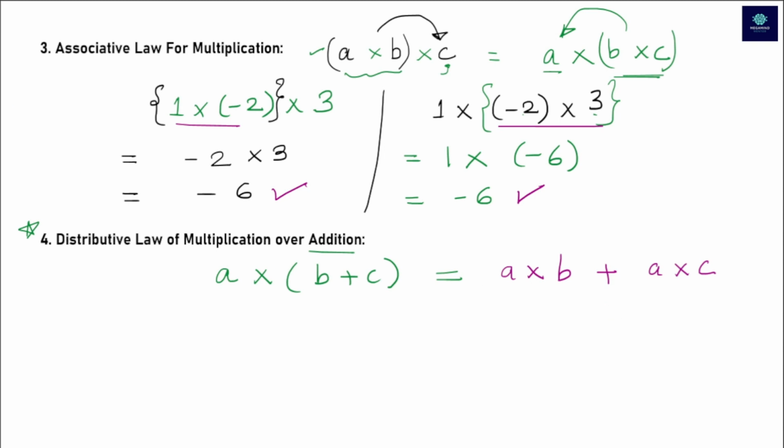So what here actually happened is that a got multiplied with b and a got multiplied with c, and since there is an addition symbol in between, we are actually going to add these two products. That is why we have a plus sign in between them. So first multiply a with b, a with c, and finally add both of these products. So this is distributive law of multiplication over addition.